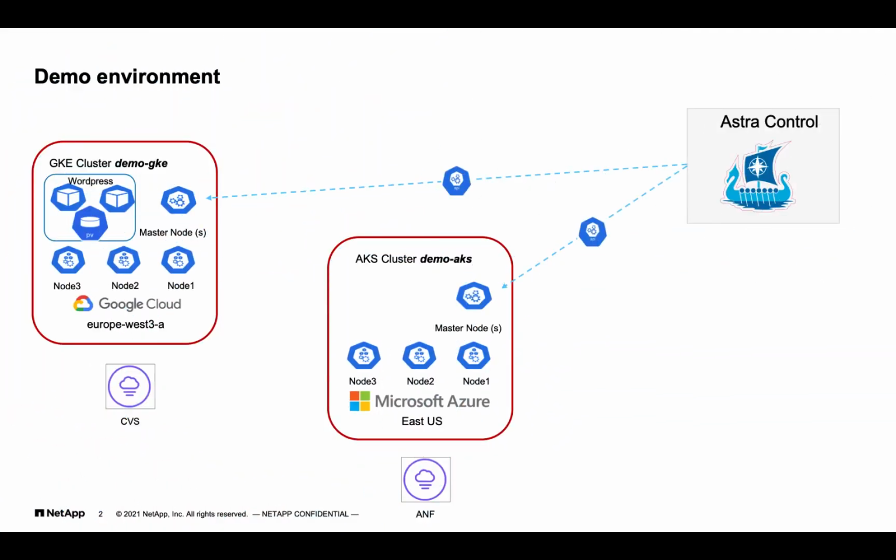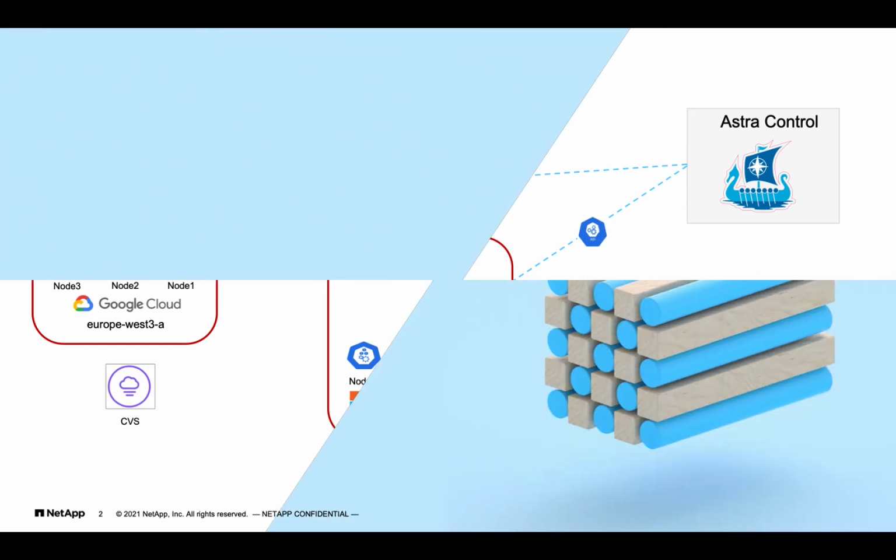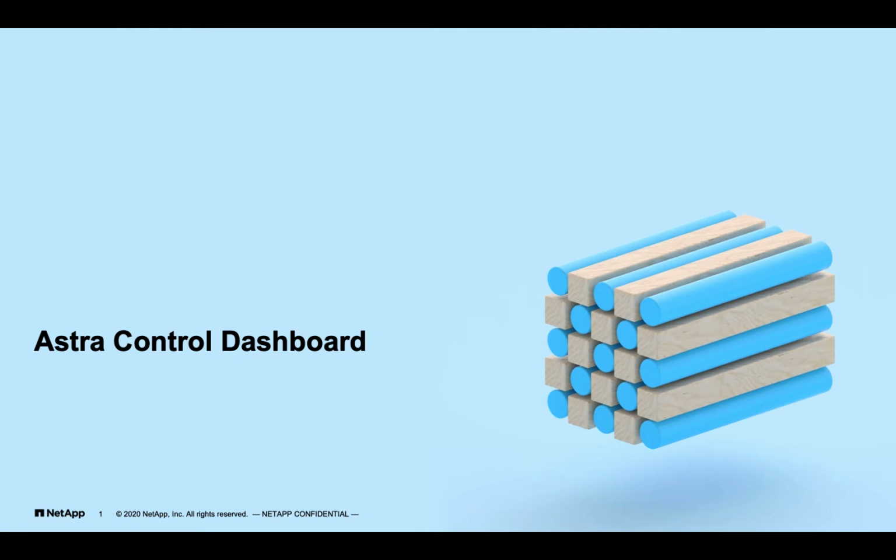As demo environment, we've prepared a GKE cluster, Demo GKE, and an AKS cluster, Demo AKS, in different regions. A WordPress application with persistent volumes is installed in Demo GKE cluster, which we'll manage and protect with Astra Control Service. Let's start with a quick look at the Astra Control dashboard.